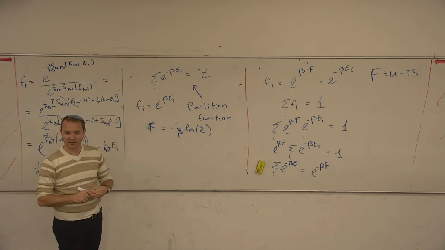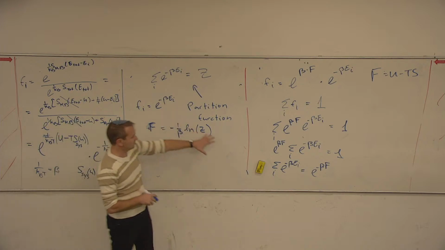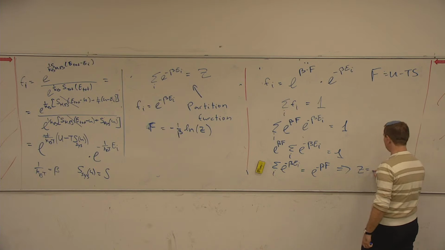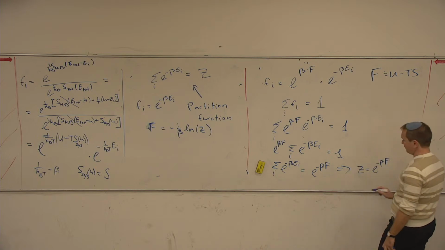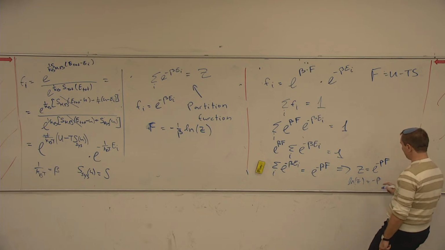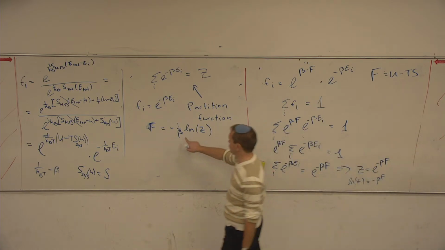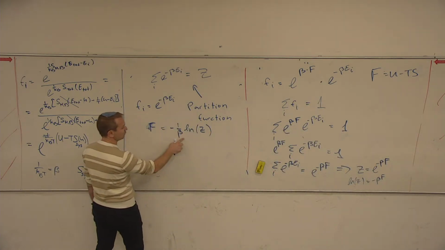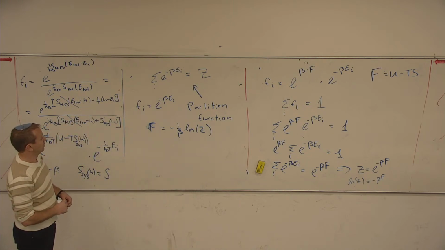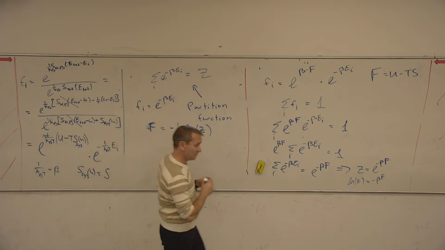It equals minus 1 over beta log of Z. We need to multiply it by a minus. Well, this comes from here: Z equals e to the minus beta F. This means that log of Z equals minus beta F, so F equals minus 1 over beta log of Z. Oh, okay, yeah, you are absolutely right. I forgot this part. Thanks.